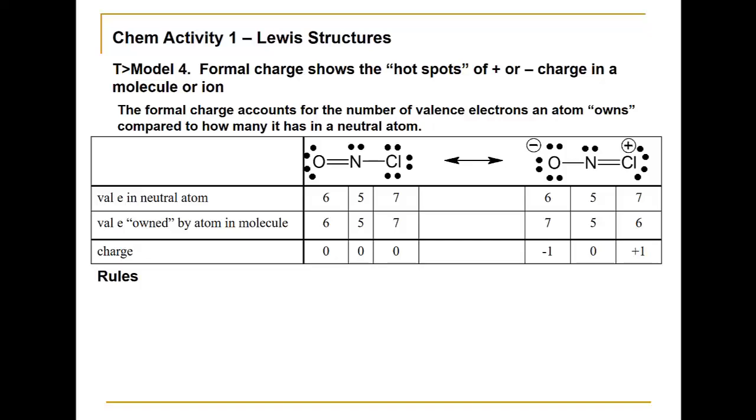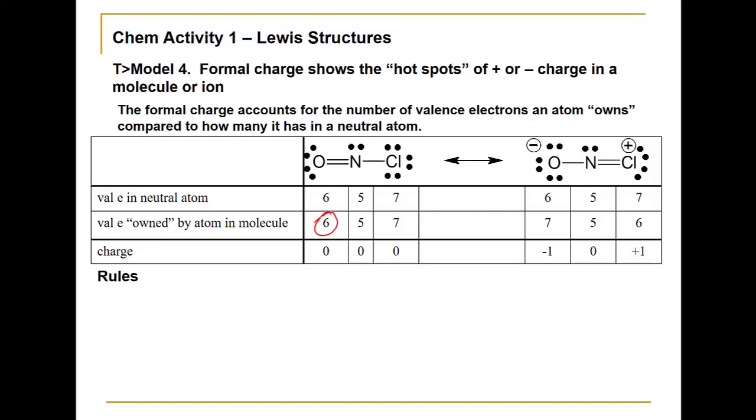So starting, for instance, to determine that we have 6 valence electrons owned by the oxygen on the left-hand side here, the idea is that any lone pair electrons, of course, are owned by the oxygen. So this particular oxygen owns 4 electrons that are lone pairs. And then that oxygen will own half of the bonding pairs. Now there are 4 bonding pairs, so half of those 4 would be 2. So 4 plus 2 would give us the 6 valence electrons owned by that atom.